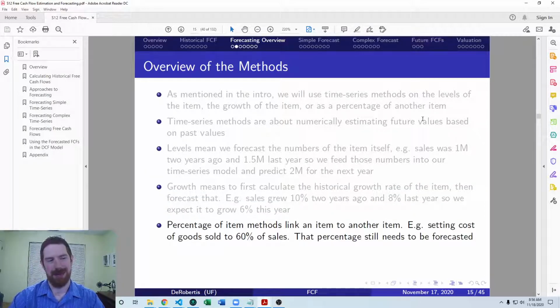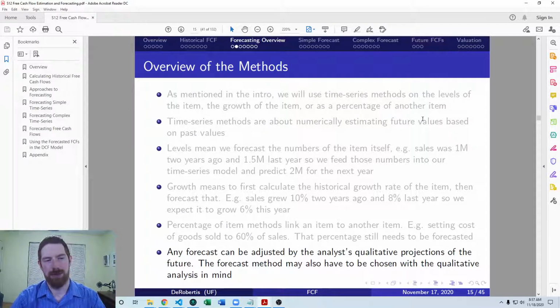And the last target that we're talking about is the percentage of another item. That means you have some other item which is already forecasted. So say that we already have sales forecasted, and now we're trying to forecast the cost of goods sold. Well, we could say that, historically, cost of goods sold has been about 60% of sales. And so now let's forecast the percentage of sales, which is cost of goods sold as a percentage of sales, rather than the level or growth of cost of goods sold. So then we forecast that it will also be 60% in the future, and then we just multiply that 60% by the forecasted sales to get our estimate of the cost of goods sold.